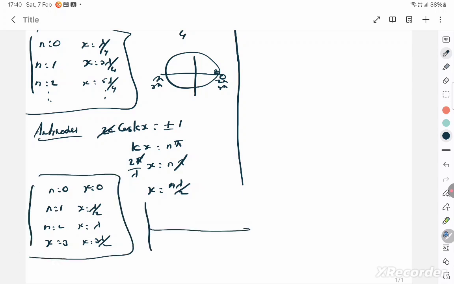So when I draw a stationary wave here, I'm going to draw.